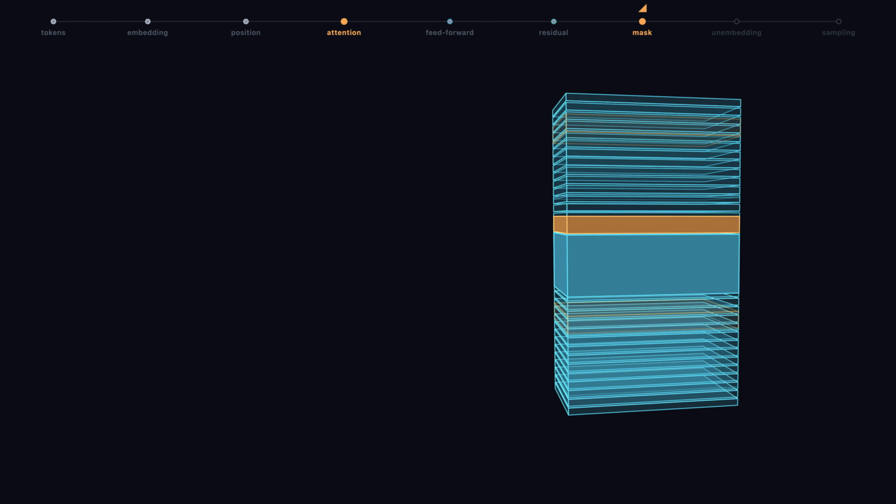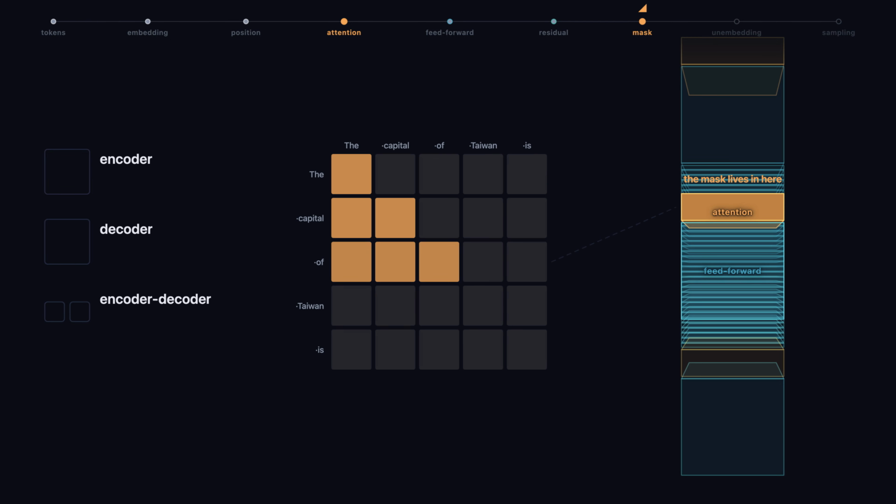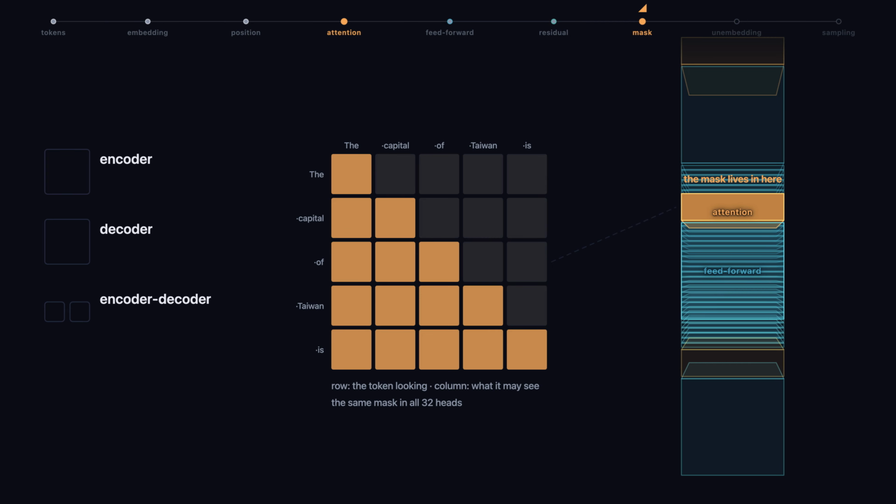Time to answer the question the comments would ask anyway. Encoders, decoders, encoder-decoders. 3 words that get thrown around as if they were 3 architectures. They are not 3 architectures. Look at what changes. It is the mask. That's it. That's the fork.